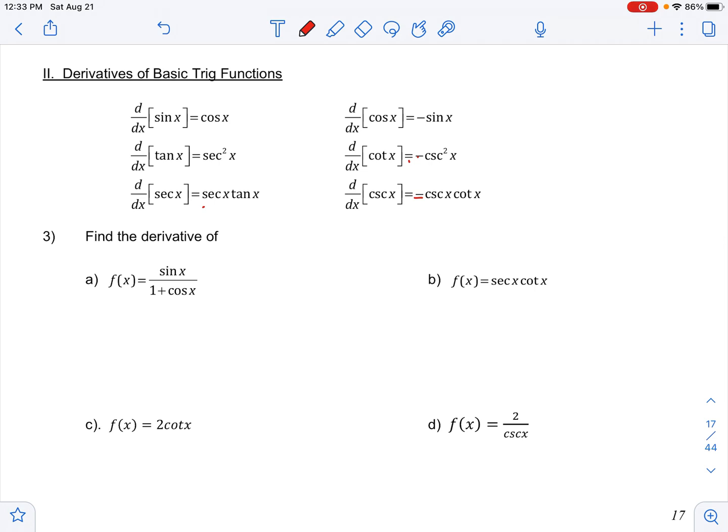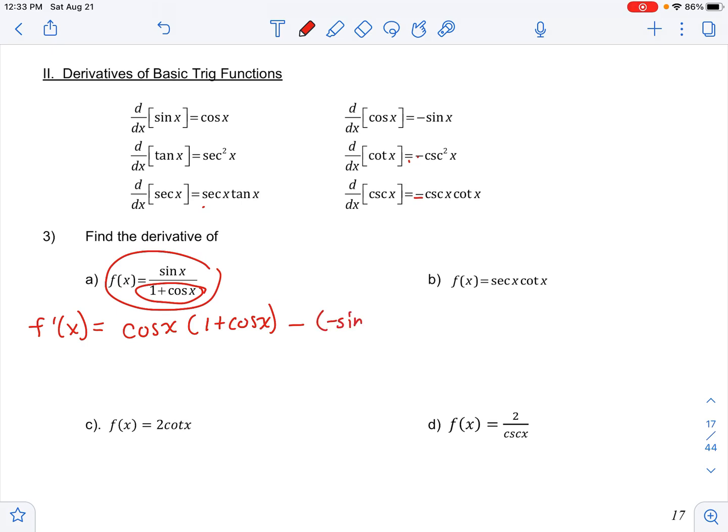So when I look at the first one, 3a, you have trig functions, but notice you have a quotient, so we have to use the quotient rule because I have x's on top and bottom. So step one is I'm going to apply the quotient rule. The derivative of the top is cosine of x times the bottom, minus the derivative of the bottom. So the derivative of 1 is 0, and then the derivative of this cosine is going to give me negative sine times the top, all over denominator squared.